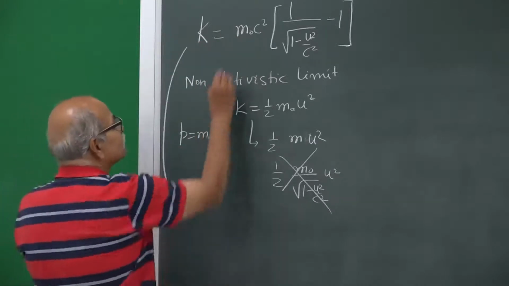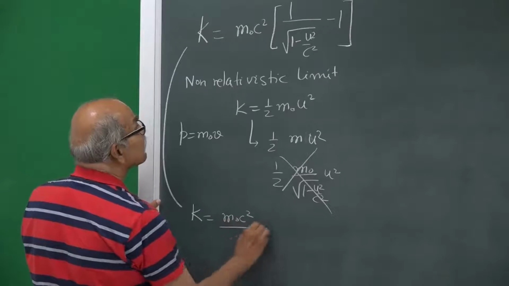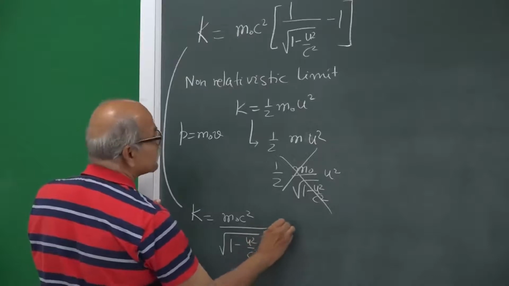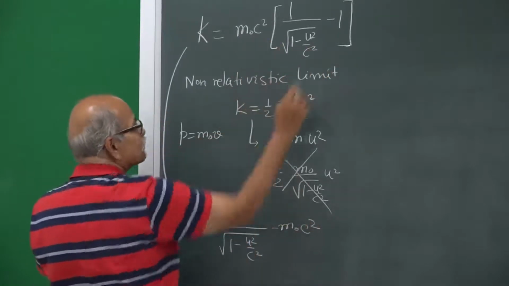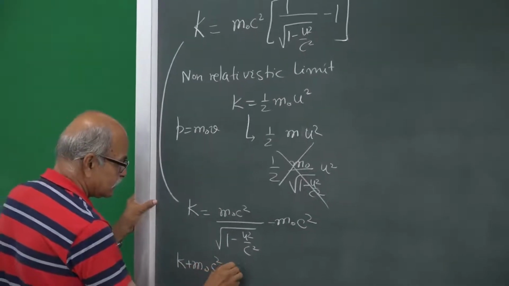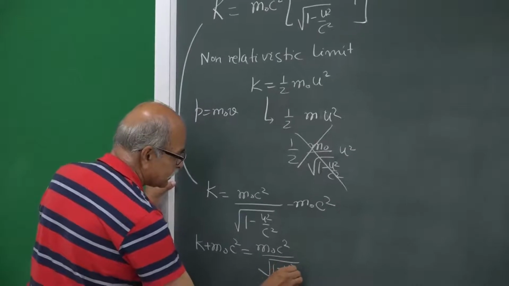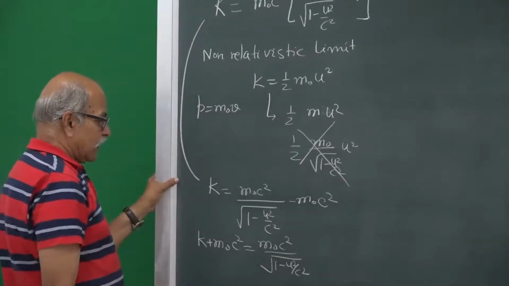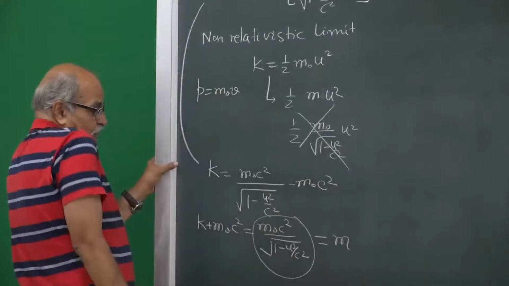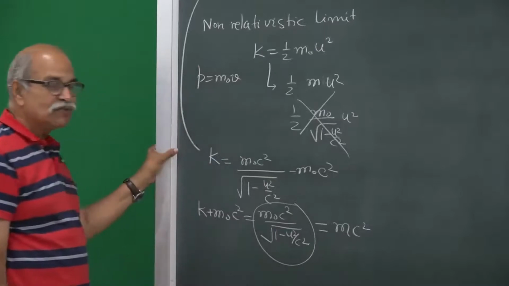So, once again take this, let me write this as K equal to m naught c square divided by square root of 1 minus u square by c square, minus m naught c square, just opening the bracket. And then take this to the left side, K plus m naught c square is equal to m naught c square divided by square root of 1 minus u square by c square. And this quantity is relativistic mass. If you want to write that, m naught divided by this is relativistic mass, and then c square, mc square.